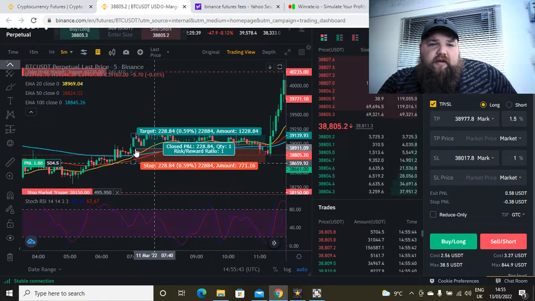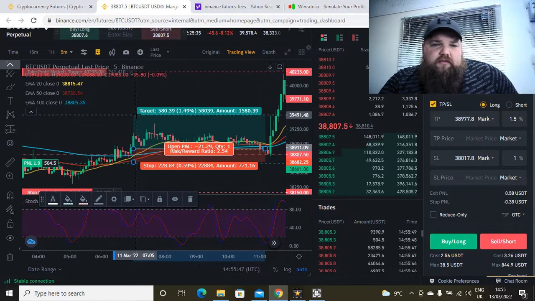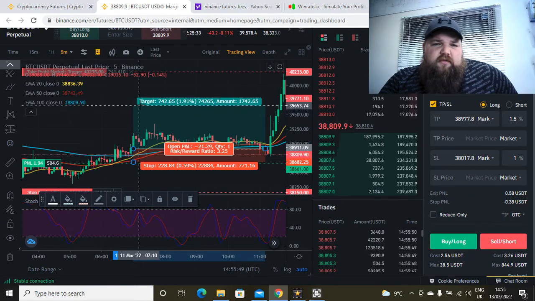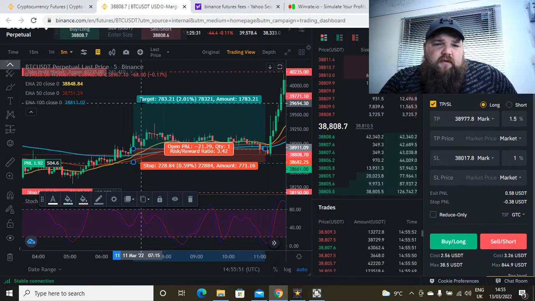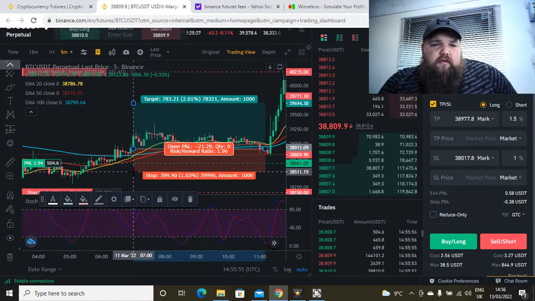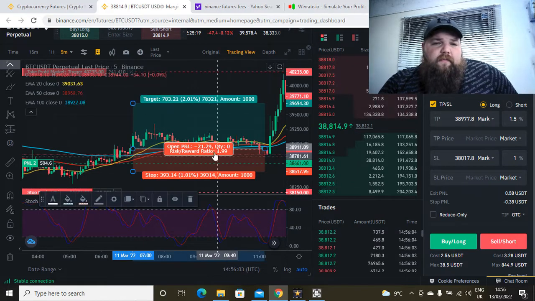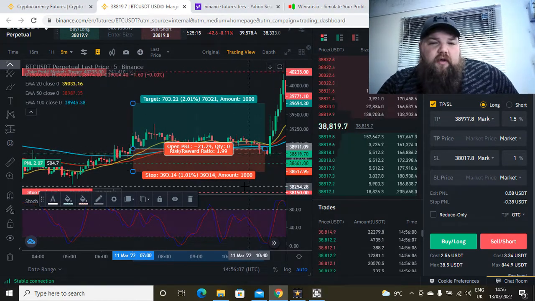Now again, we're going to be looking for roughly 2% and 1% here. So you're going to be looking for your risk reward ratio between 1.5 and 2.